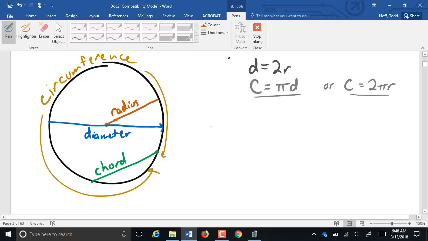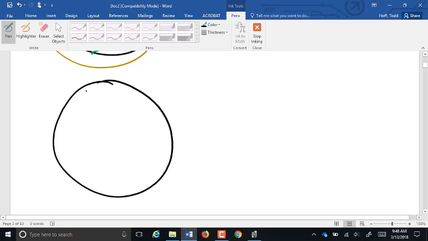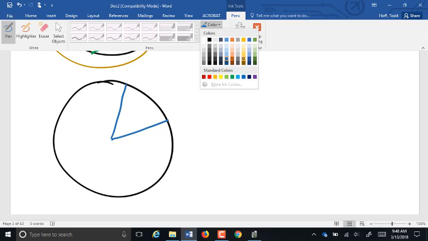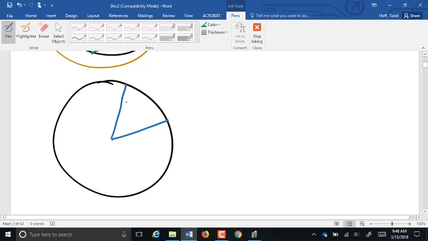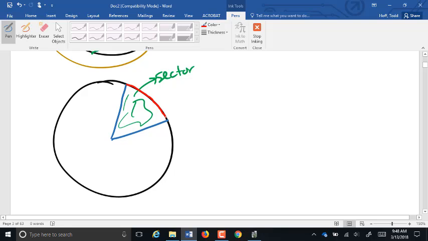So those are all pieces we've seen before. In fact, there are some others that we've seen before, like if we take 2 radii, the area between those 2 radii is called what? A sector. There you go. It does kind of look like a slice. The portion of the outside edge of the circle that's cut between those 2 radii is called an arc.